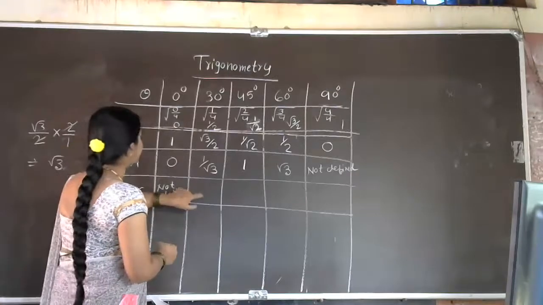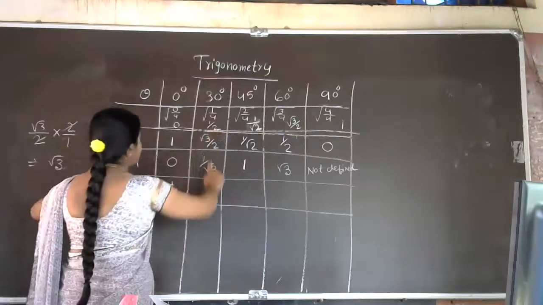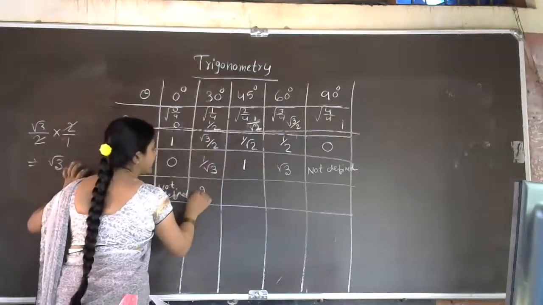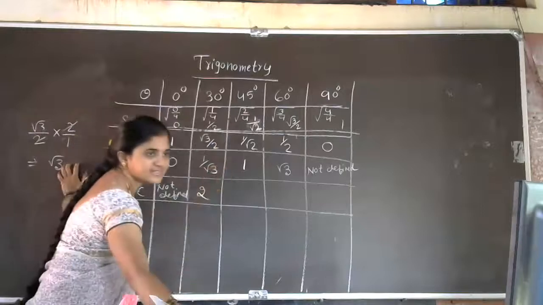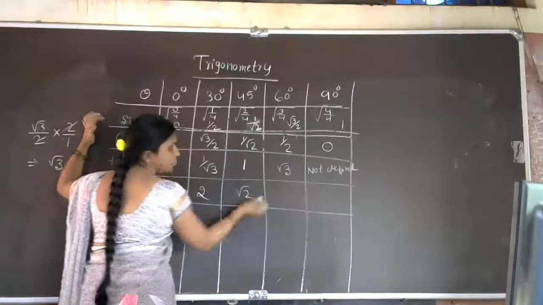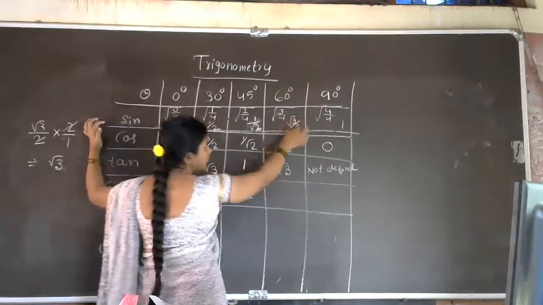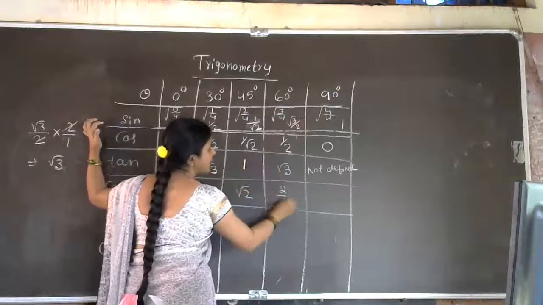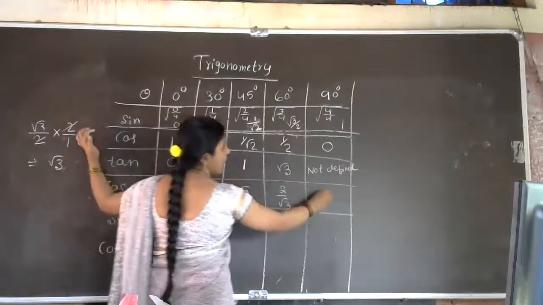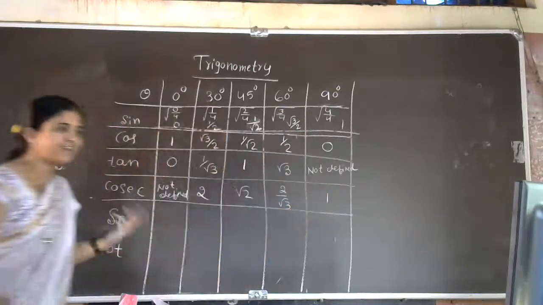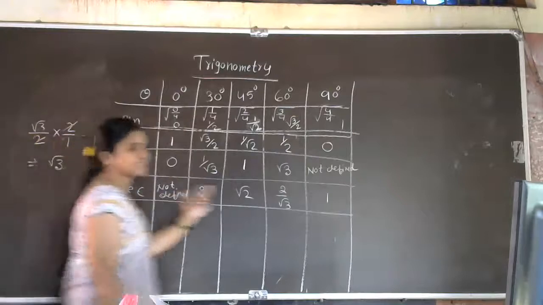So for 30 degree, sin is 1 by 2. Cosec is the reciprocal, 2 by 1, that is 2. Correct? Yes. Next, here 1 by root 2 is there. 1 by root 2 reciprocal is root 2 by 1, root 2 only. Next, root 3 by 2 is there, that is 2 by root 3. Next 1 is there, 1. Is that clear? Very simple. Fatafat we finished cosec.